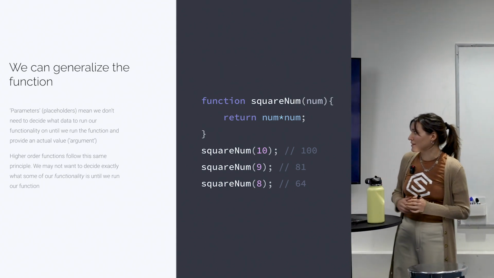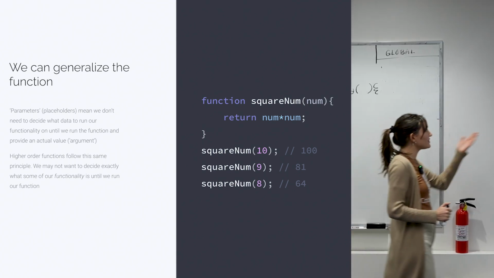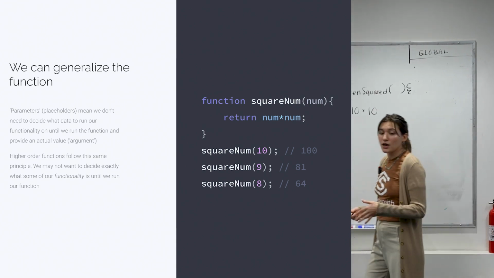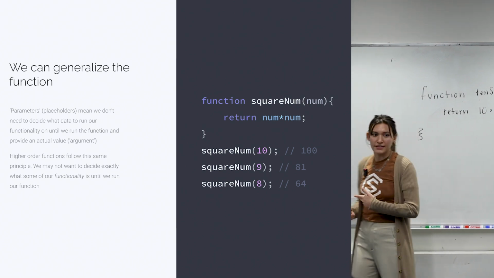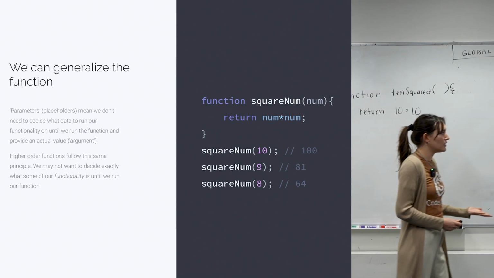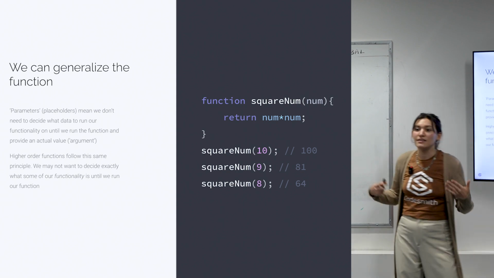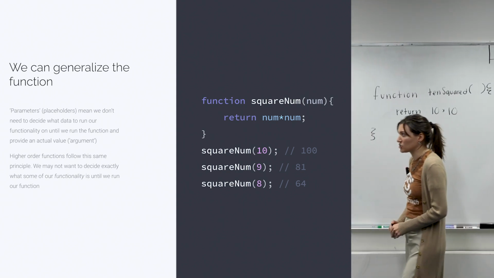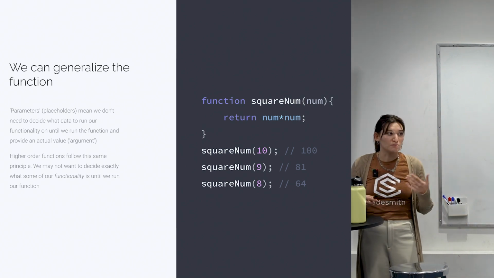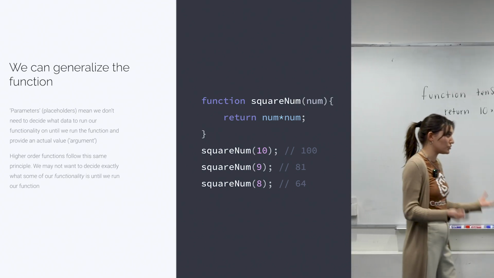I also learned that I can generalize my functions. We get these things in JavaScript called parameters, which are basically placeholders, so that you don't have to define the exact data that you're going to work with inside of a function. And then we can pass in a value called an argument to take the value of that parameter when we call the function. So this is something really great about functions. They are kind of these bits of general repeatable code that we can use.